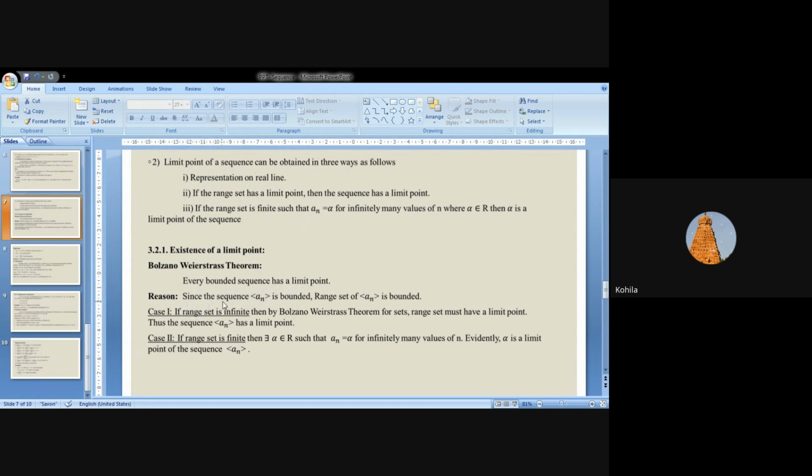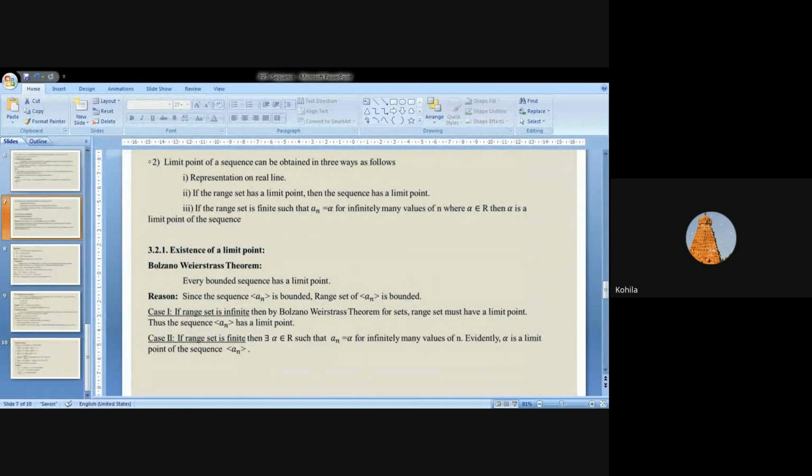What is the reason for this? Since the sequence a_n is bounded, the range set of a_n is also bounded. First case, if the range set is infinite, we can use the above theorem statement. If the range set is infinite, then by the Bolzano-Weierstrass theorem, the range set must have a limit point. So the sequence automatically also has a limit point.